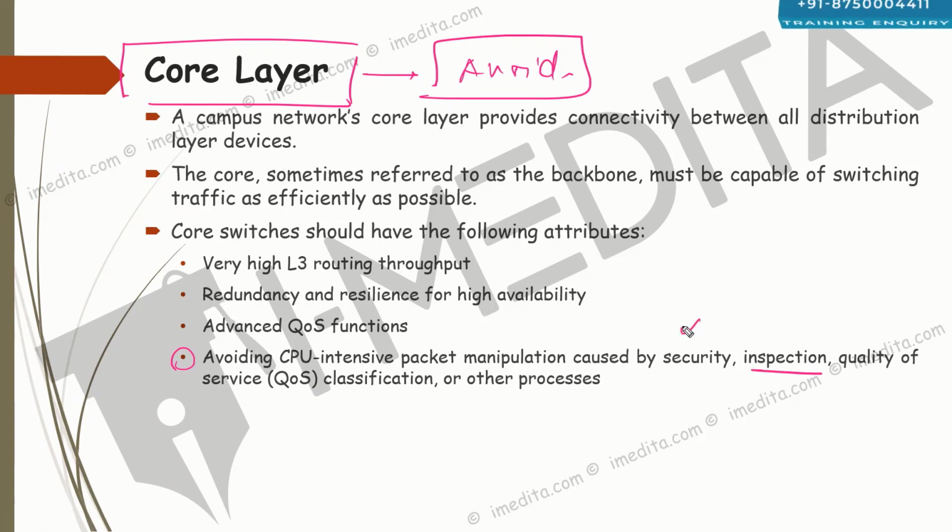So if you want to add ACLs or quality of service or anything, then it's fine. But as much as possible, you should avoid adding any extra thing at the core layer devices that can utilize the CPU and lower the performance of that particular device. Right? So whatever devices we connect at the core layer, they should have at least these following options on those particular devices.